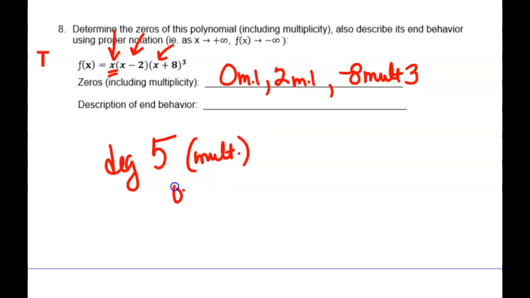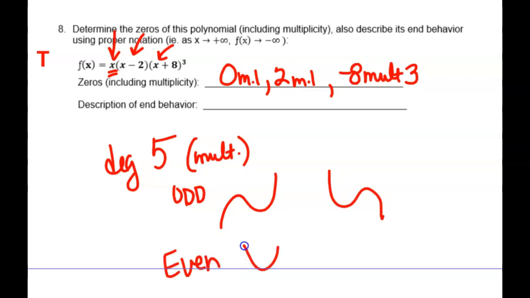That is an odd degree. An odd degree means it's either like this or like this. If it were an even degree, it means both ends are up or both ends are down. This is a positive leading coefficient.